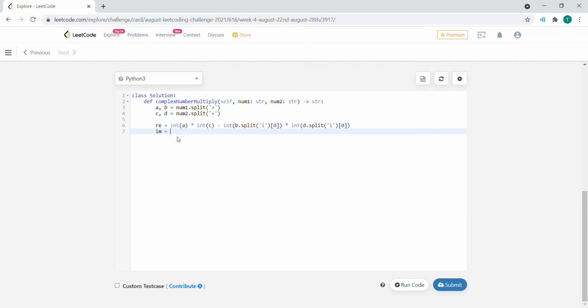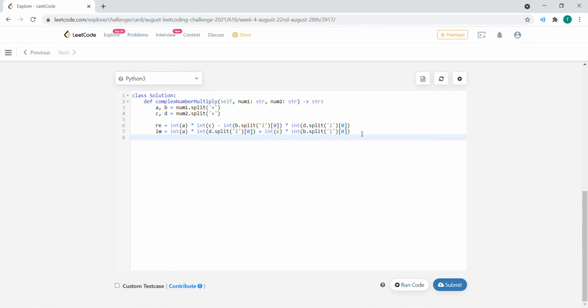The imaginary part, called IM, will be a similar situation. You have integer A times the integer of D dot split at the i position, taking the first index of that, and then all together plus the integer of C times the integer of B dot split at i as well, first index of that.